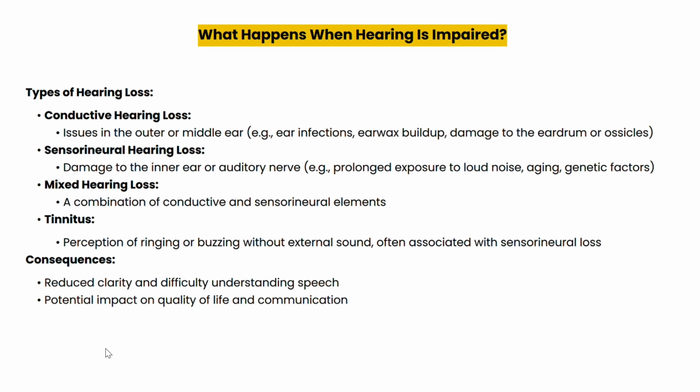Sensorineural hearing loss, on the other hand, results from damage within the inner ear or to the auditory nerve and is often caused by factors like prolonged exposure to loud noises or aging. Sometimes a person may experience a combination of both, known as mixed hearing loss. Many people also suffer from tinnitus, a persistent ringing or buzzing in the ears, which is frequently linked with sensorineural damage. These conditions can make everyday sounds less clear and hinder effective communication.